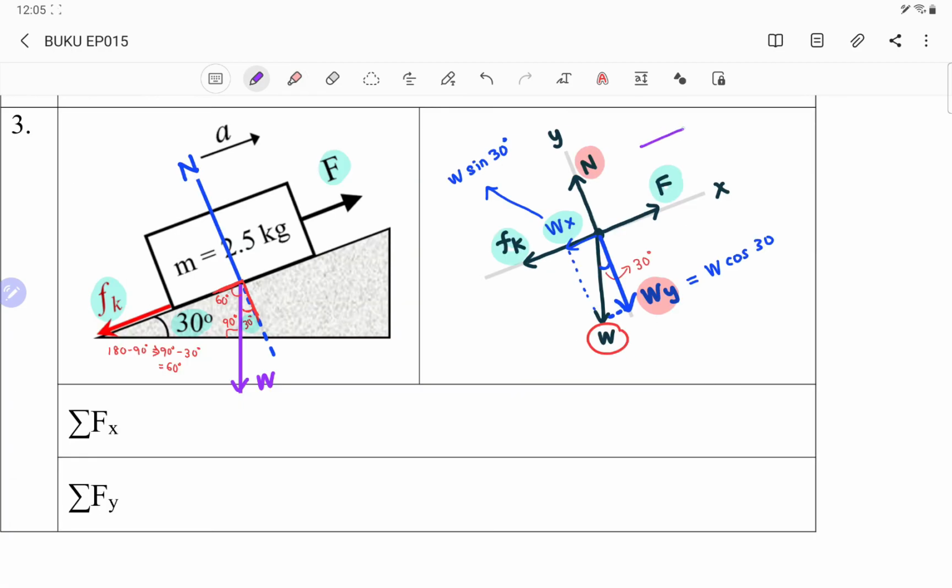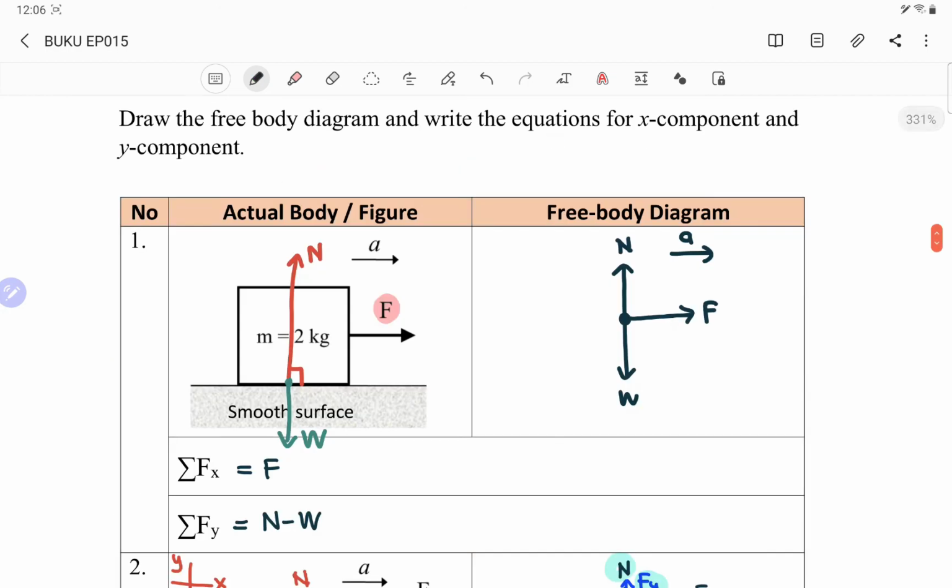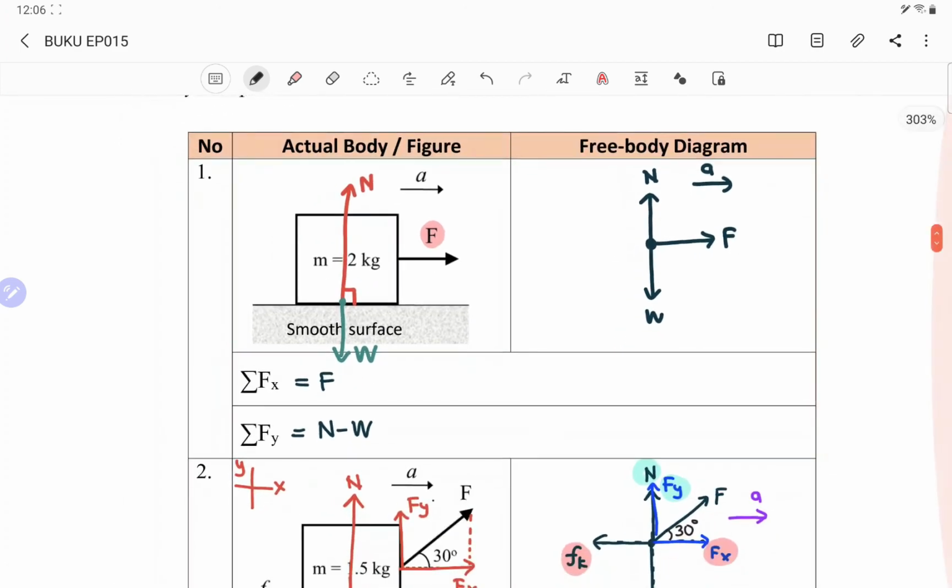And then the direction of motion is upwards, so along the x-axis, the direction following the motion is positive. So that is positive, negative, negative, equals F minus Fk minus Wx. For the y-axis, N positive minus Wy. Okay, so that's how you can draw the FBD. After that, write the equations for the X and Y components.